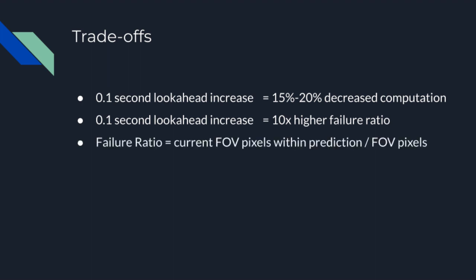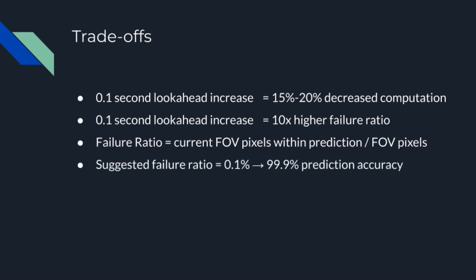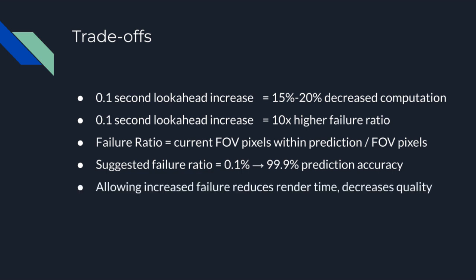The failure ratio is essentially the amount of missed pixels by the prediction. So missing 1 out of 100 pixels in a prediction would be a 1% failure ratio. This study suggests that an acceptable failure ratio is at most 0.1%, or a prediction accuracy of at least 99.9%. There's always the option to allow for an increased failure rate. This would decrease the quality but also decrease computation by a lot. 0.1% is just suggested because it makes it indistinguishable from current practice.